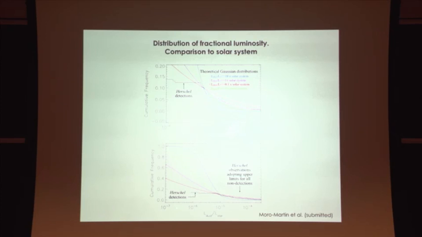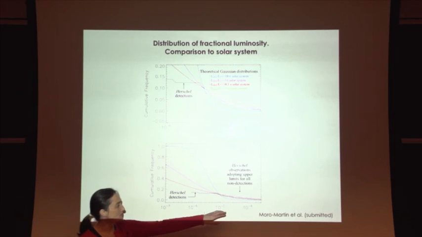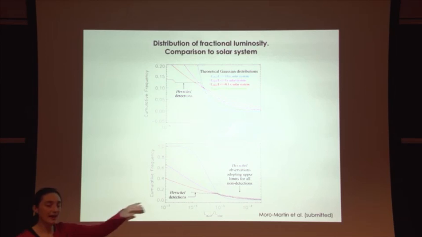The different lines here, the different colors, are the ones that you would expect from a Gaussian distribution in logarithmic scale, centered at the solar system value. That will be the pink line at 0.1 times the solar system value, 3 times the solar system value, and 10 times the solar system value. From these plots, we can say that we can reject a distribution of luminosity centered at 10 times the solar system value. And this is interesting. If you assume a Gaussian distribution, our data is consistent with a Gaussian distribution of fractional luminosity centered between 1 and 3 times the solar system value.